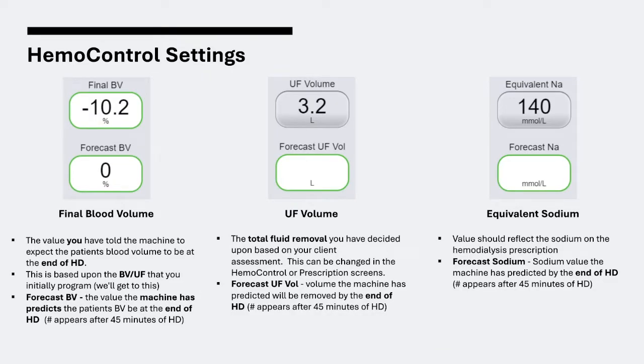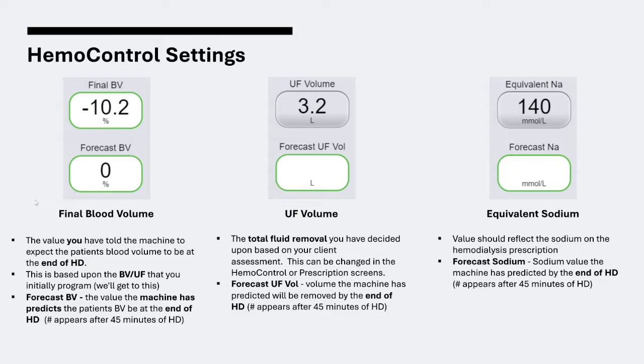So we're going to start with our HemoControl settings in the top left. So we have here our final blood volume followed by our forecast blood volume. Final blood volume is not actually something that you can modify at the start of dialysis, or rather when you're adjusting your HemoControl prescription. This is just a value that I want to explain to you, but you're not going to be adjusting it at the start of your HemoControl prescription.